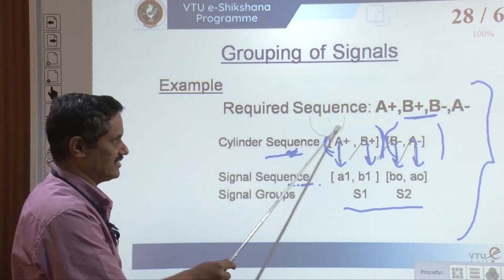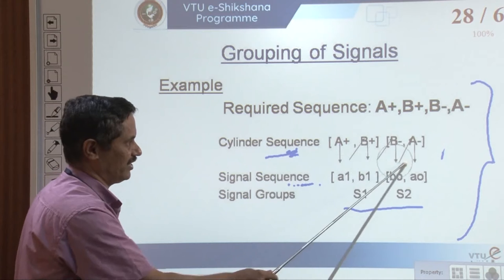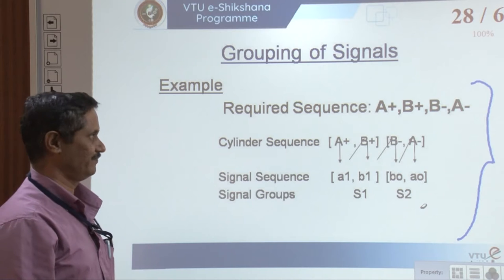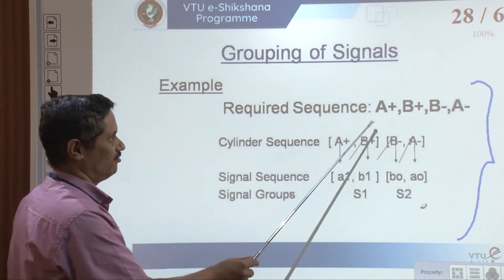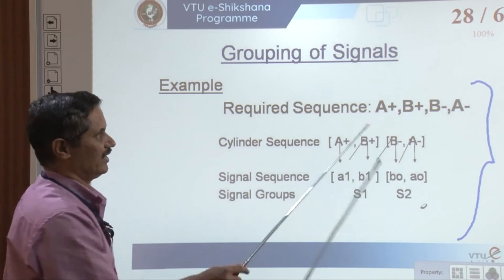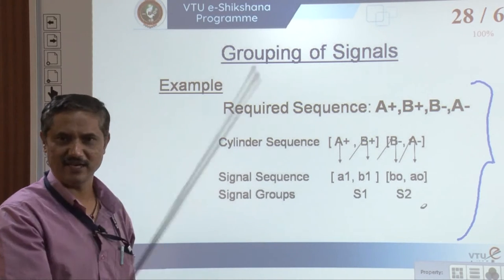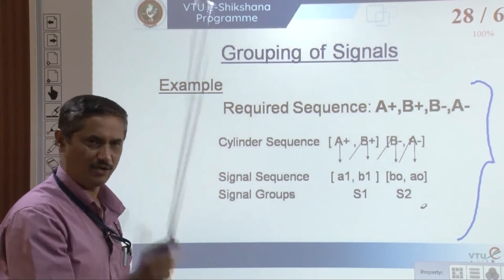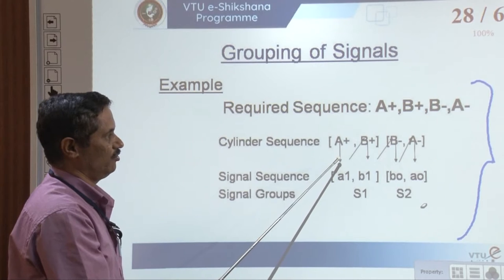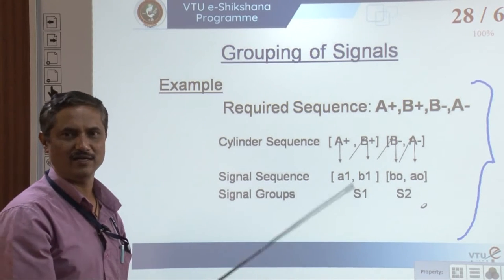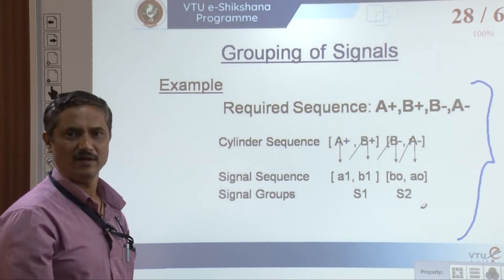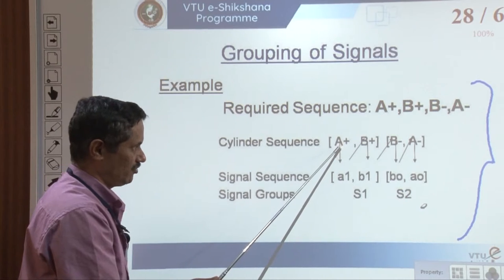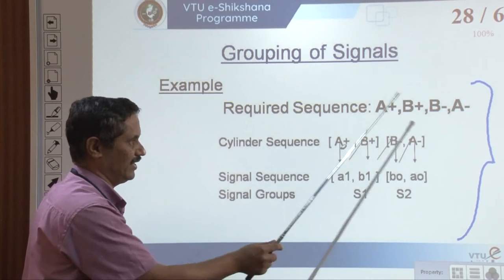I am repeating this example because I am making you recall the steps that I have told in step 1 of cascading methods. In step 1, what it says is, whatever the sequence you have to generate, write that and check whether the signal overlap occurs and then start grouping them. But in the grouping, there is a rule: no two of the same cylinders should come. So I am grouping that way, A and then B, B and then A.